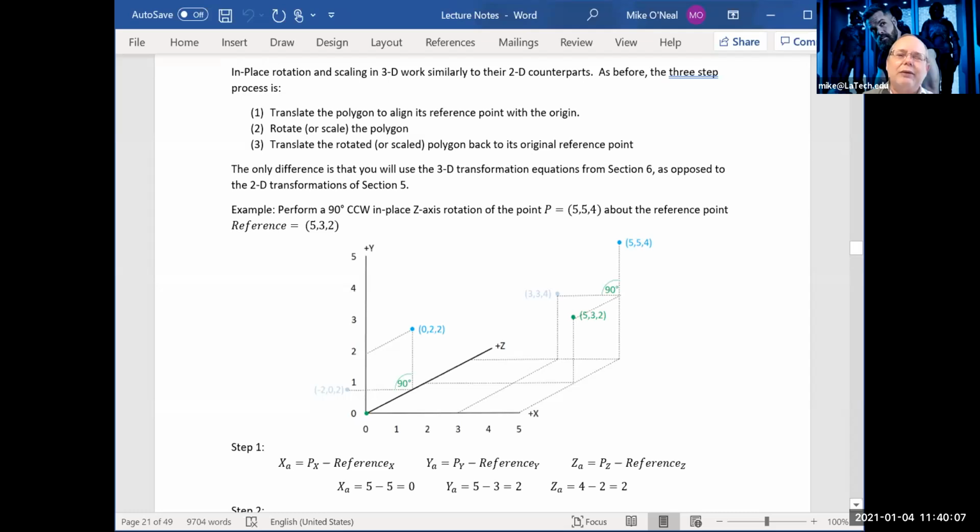Okay, so what are we doing here? We're going to do an in-place 3D rotation about a point. So again, I'm trying to show you this. I'm not an artist, and I'm trying to show you this on a flat screen. So here is our coordinate system. We've got an X going off to the right.